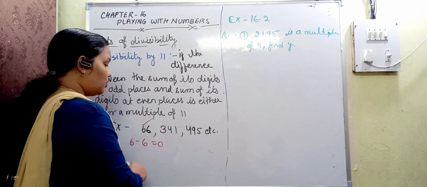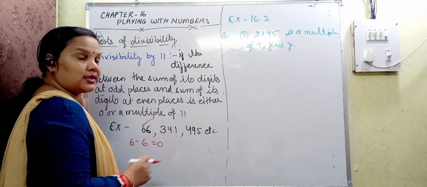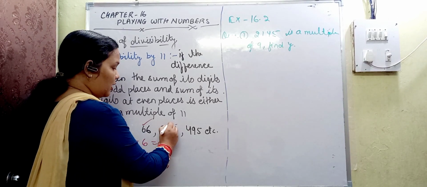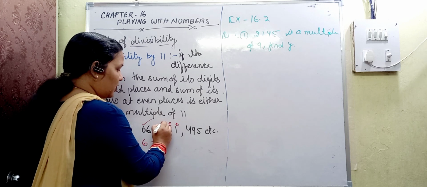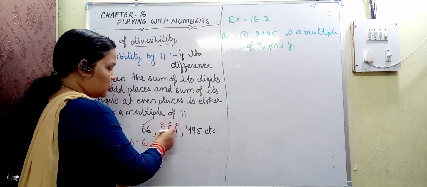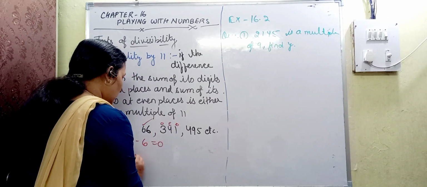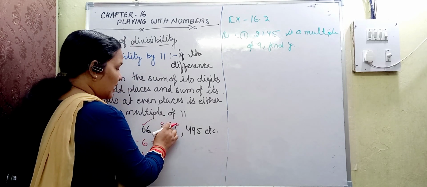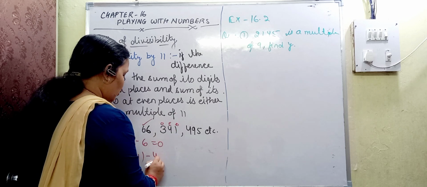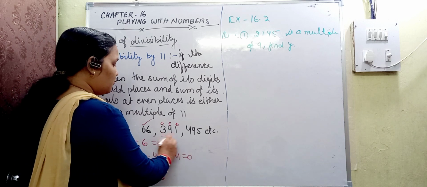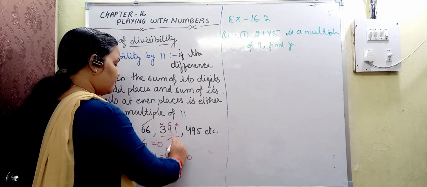Now here, 341 is a three-digit number. So this place is odd, even, and then again odd. So just add the numbers which are in odd places, which is 3 plus 1, and the even place is 4. Now 4 minus 4 is also going to give you 0. So 341 is also divisible by 11.